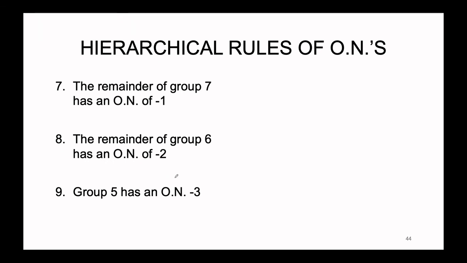So here now we have the last 3 hierarchical rules of oxidation numbers. Rule number 7 states that the remainder of group 7 will get an oxidation number of -1. Rule number 8 states that the remainder of group 6 has an oxidation number of -2, and group number 5 has an oxidation number of -3.